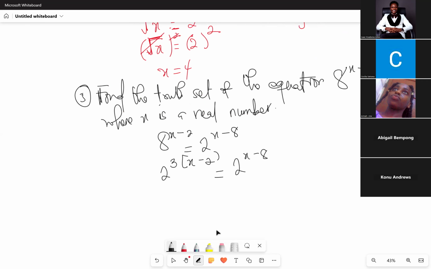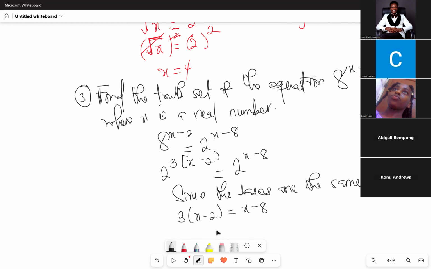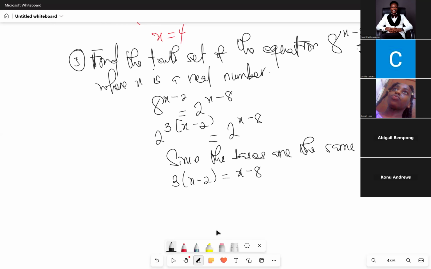Since the bases are the same, 3 into brackets x minus 2 equals x minus 8. So we have 3x minus 6 equals x minus 8.